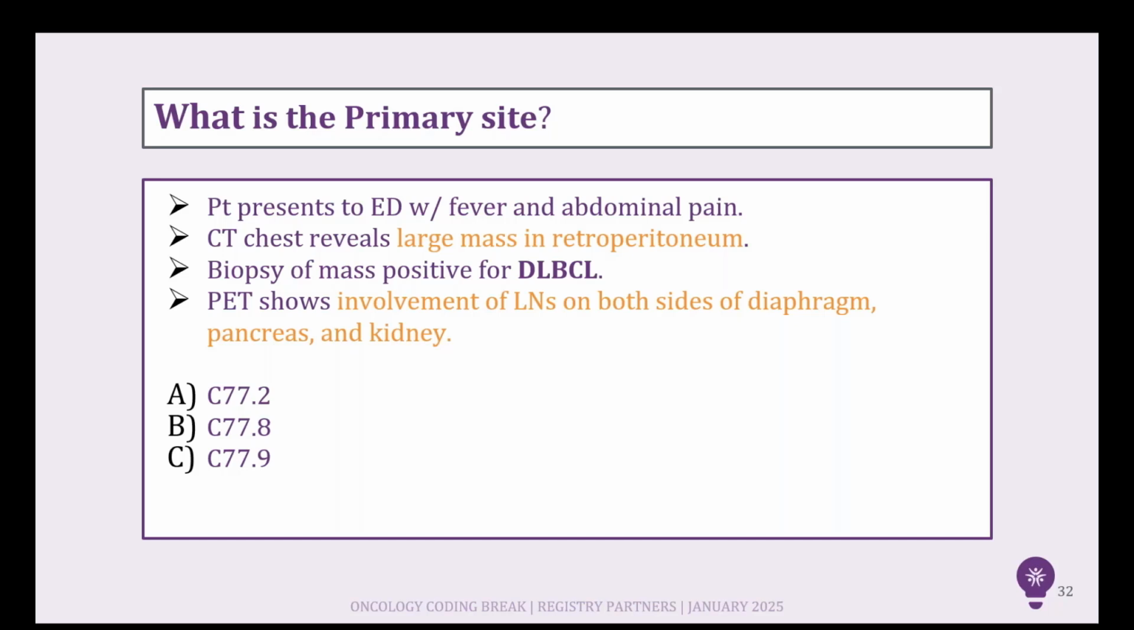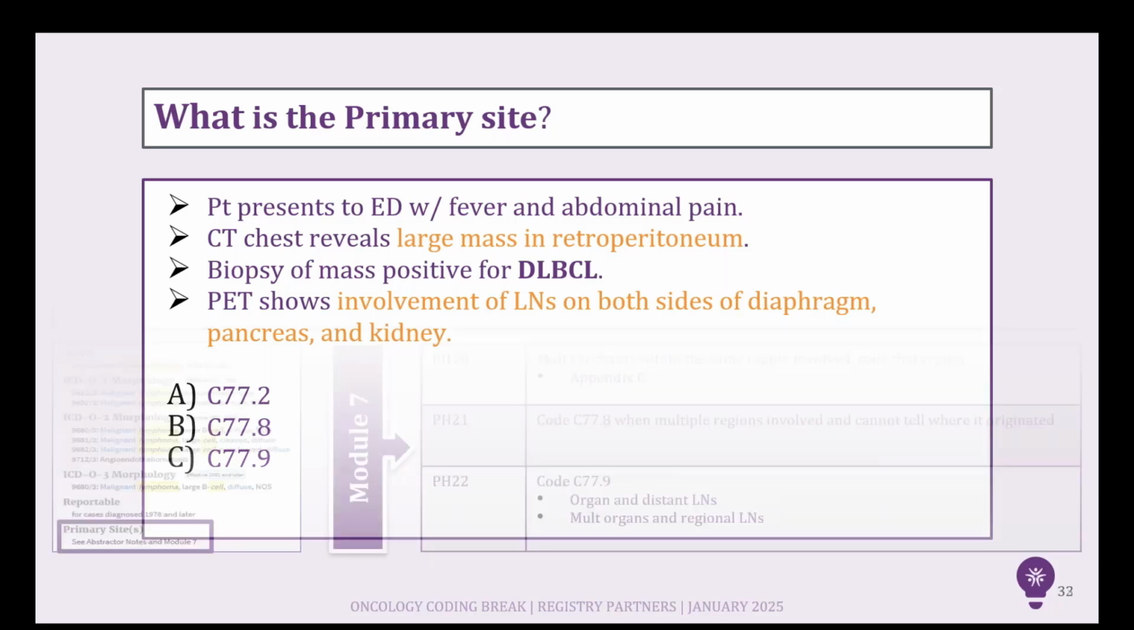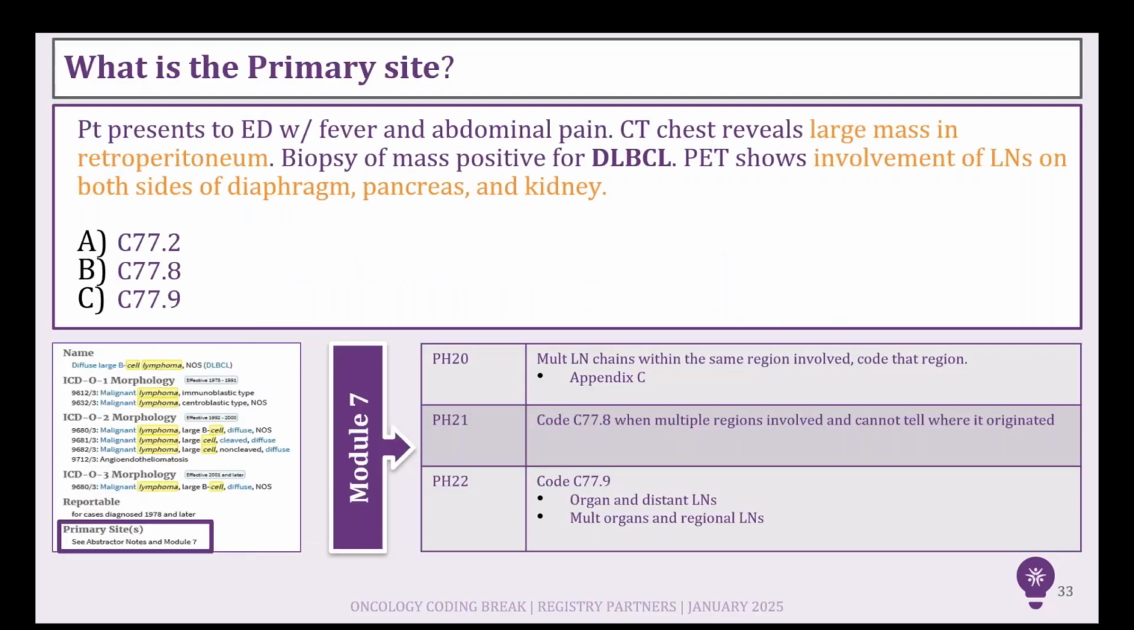So again, to determine the primary site, we'll go to the heme database, and it instructs us to go to Module 7 for this histology. So we have lymph nodes on both sides of the diaphragm, pancreas, and kidney. So if we follow the rules, we're going to get to PH 22, where we're instructed to code C77.9.